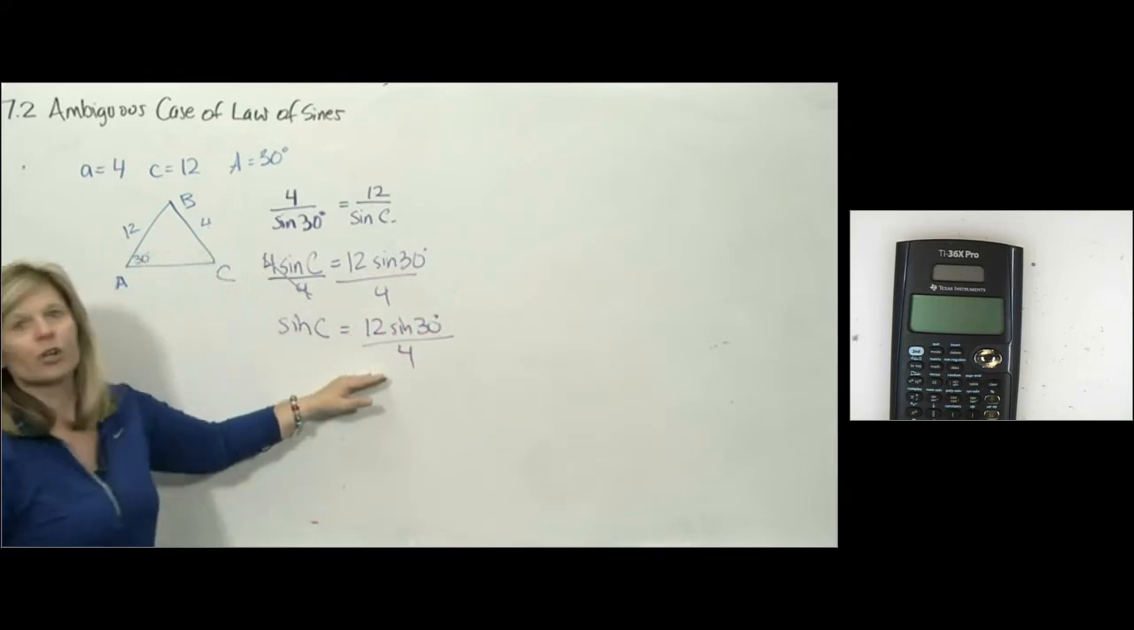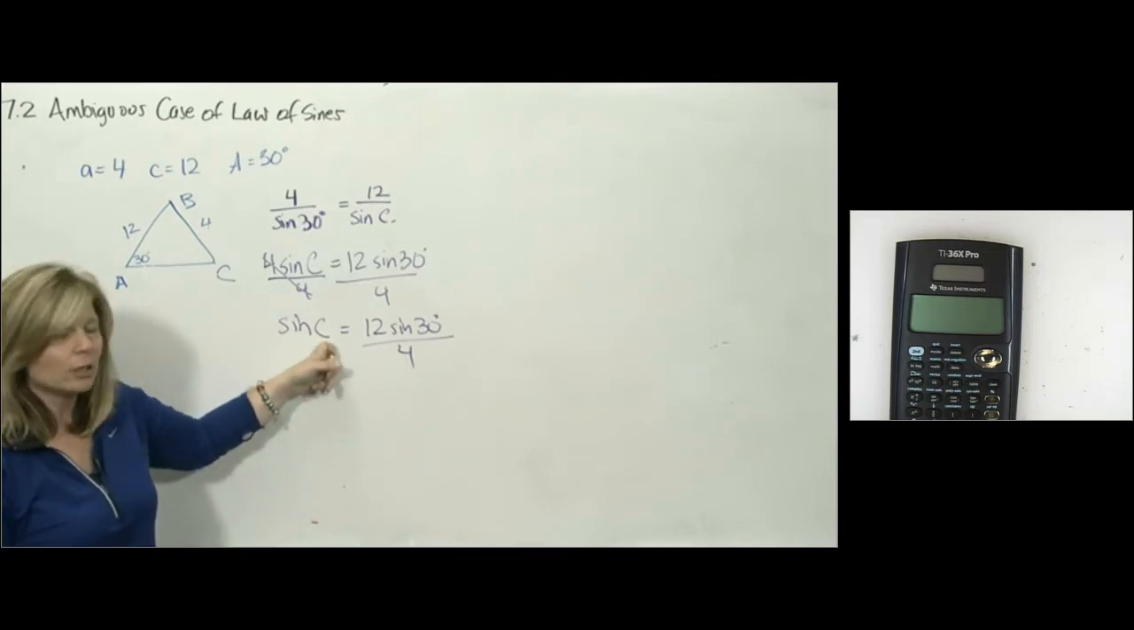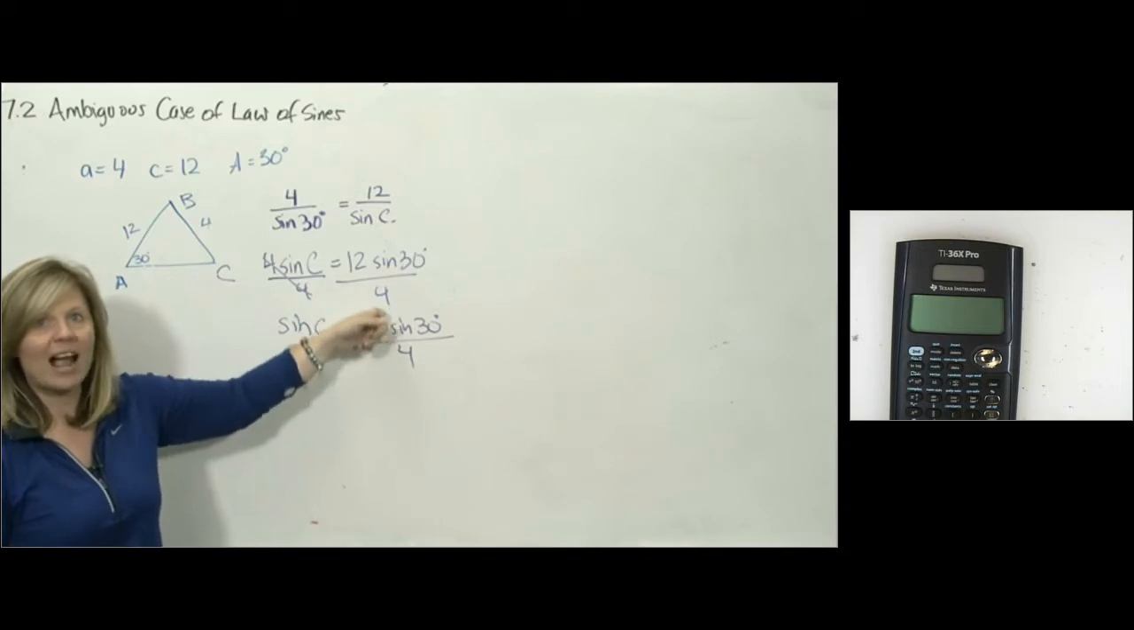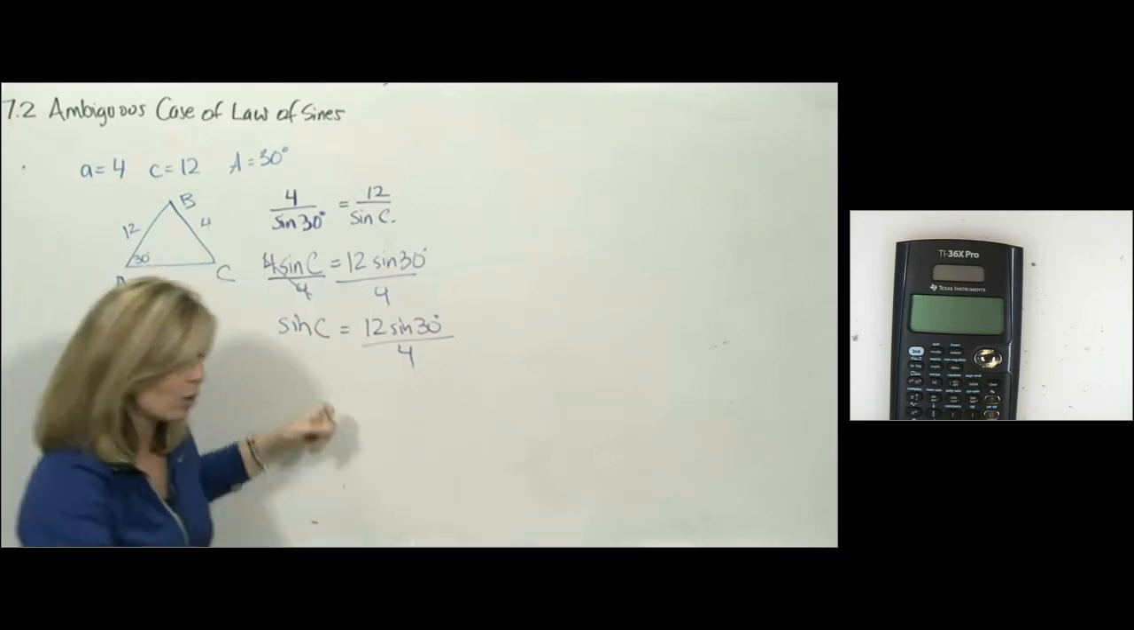This is as far as you can go on paper. You need a calculator now. To find an angle, you've got to convert this fraction into a decimal and then do second sine. So let's go to our calculator.